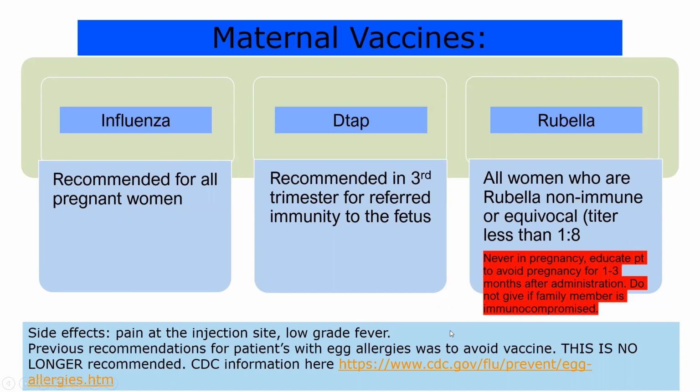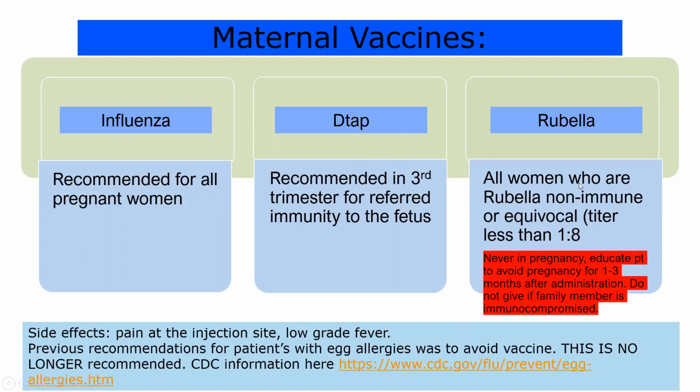So we get some, I believe it's IgG, that is passed over into our fetuses from these maternal vaccines. So we recommend that all women have a flu vaccine in the 3rd trimester, and all women have an updated whooping cough vaccine in the 3rd trimester. Rubella is not something that can be given in pregnancy.